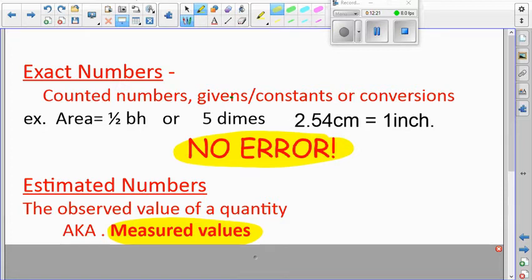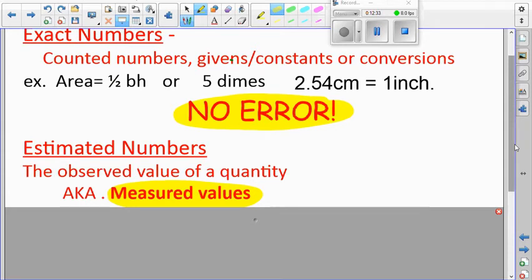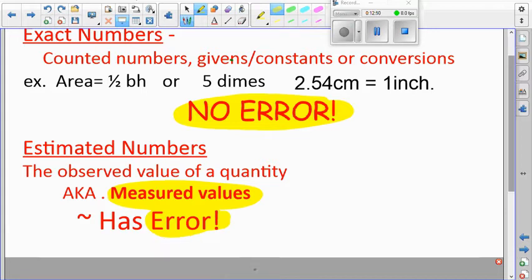Remember how I told you, how do you know when you're done measuring something? How do you know when to stop writing down numbers? Once you estimate that one time, right? The moment you estimate, you know you're done. Which means that every time you measure something, you always have to have estimated at least once. So they always have error. So an exact value never has any error. A measured value is always estimated and therefore does have error.